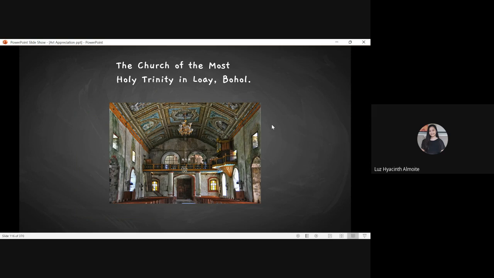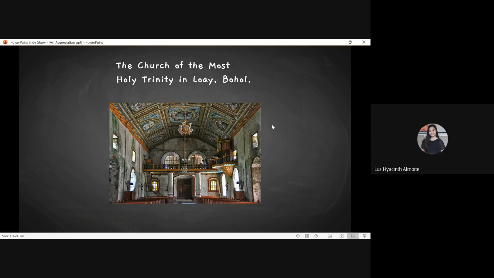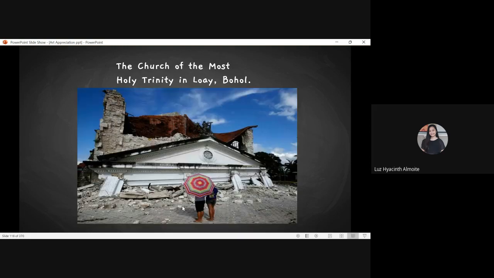So it was unfortunate that this church was one of those heavily damaged during the devastating earthquake that rattled Bohol in 2013. This is the view of the Holy Trinity in Loay, Bohol before the earthquake. This is the after one. The only section of the structure that remained erect was the bell tower.